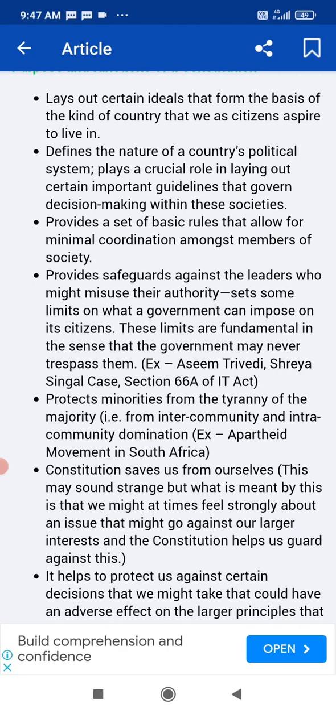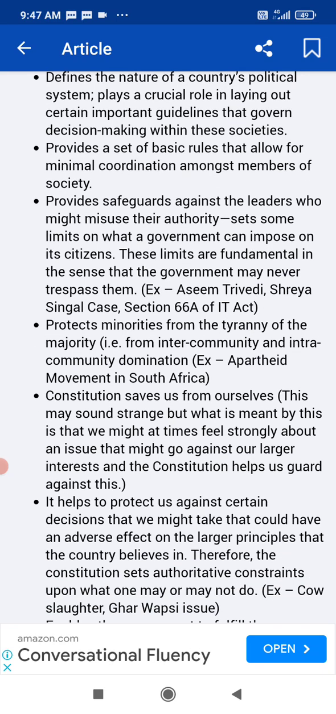It provides a set of basic rules that allows minimal coordination amongst members of society, provides safeguards against leaders who might misuse their authority, and sets some limits on what a government can impose on its citizens. These limits are fundamental in the sense that the government may never trespass them. Example: Shreya Singhal case, Section 66A of the IT Act.